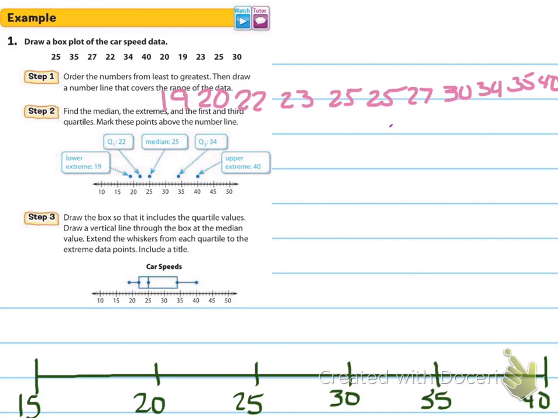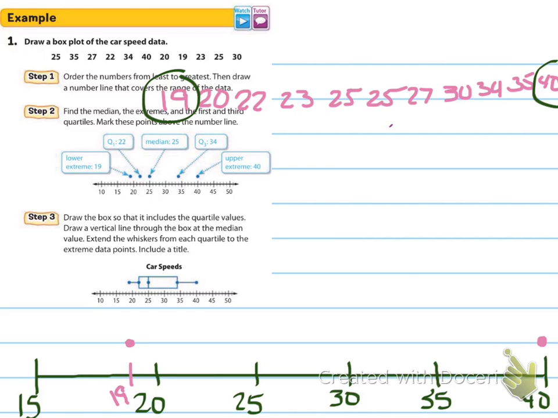Now we already know what our low extreme is and our upper extreme is, so we can plot those right now. So I'm going to put my 19 here, and my 40 is already here. So these are my points. Well, I guess I should have put my 19 below. Okay, so that's my point, and that's my point. And if it's not on my number line, I really should show that this is 19. All right, the next thing I'm going to do is find my median.